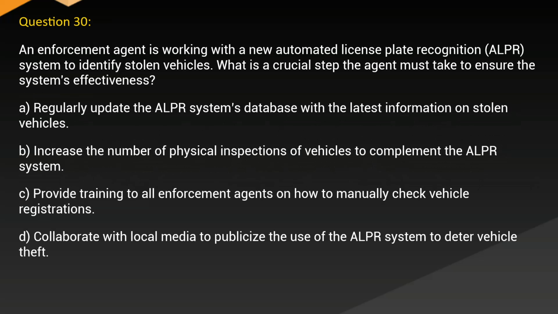Question 30. An enforcement agent is working with a new automated license plate recognition, ALPR, system to identify stolen vehicles. What is a crucial step the agent must take to ensure the system's effectiveness? A. Regularly update the ALPR system's database with the latest information on stolen vehicles. B. Increase the number of physical inspections of vehicles to complement the ALPR system. C. Provide training to all enforcement agents on how to manually check vehicle registrations. D. Collaborate with local media to publicize the use of the ALPR system to deter vehicle theft.